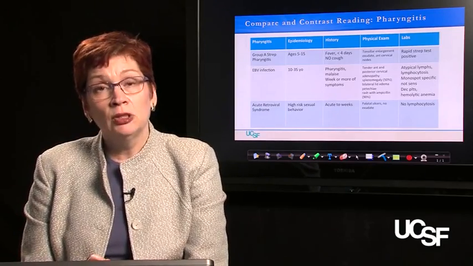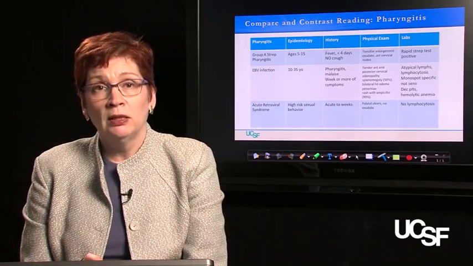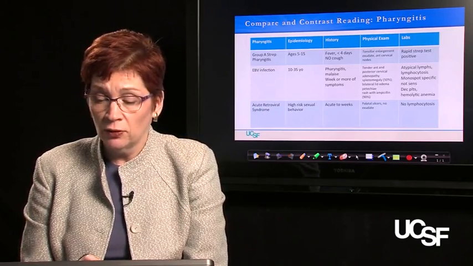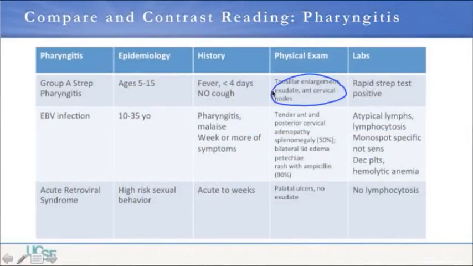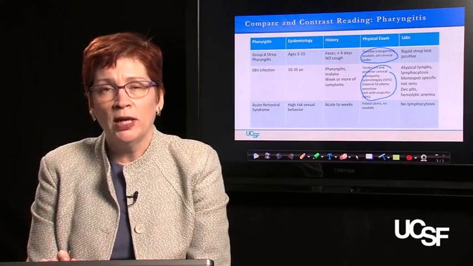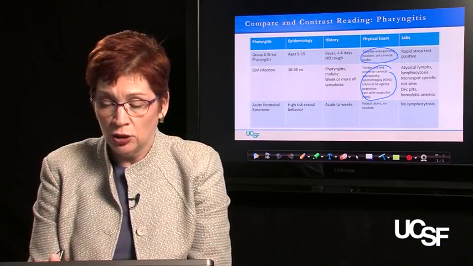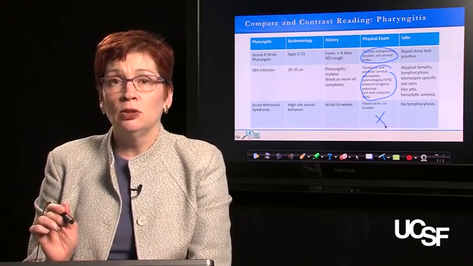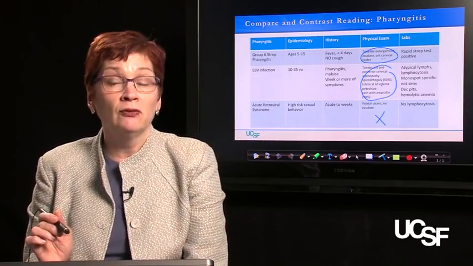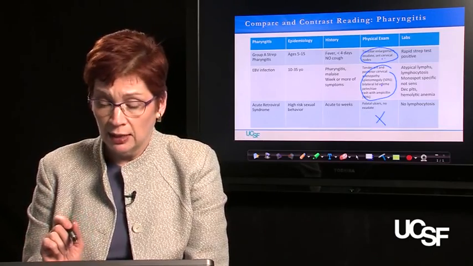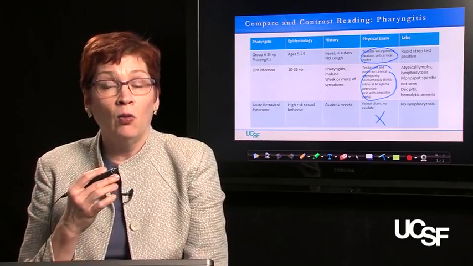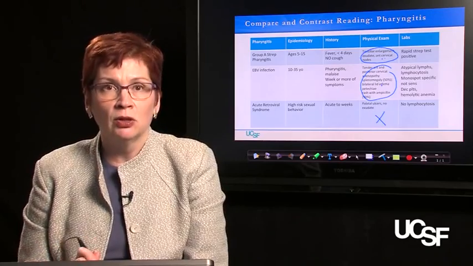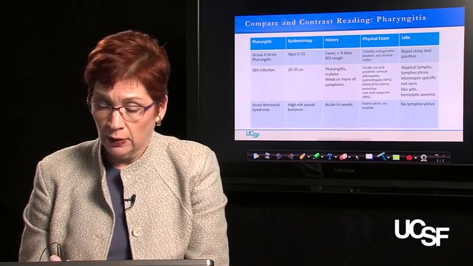Well, this is interesting because there are some really important differentiating features here. So for instance, both group A strep and EBV infection have exudative pharyngitis. There's white spots and white coating on tonsils in both of these two conditions, but not in this. Again, another opportunity to remove one of our differentials from the differential diagnosis list. If the patient has white coating on their tonsils, that makes acute retroviral syndrome very unlikely.